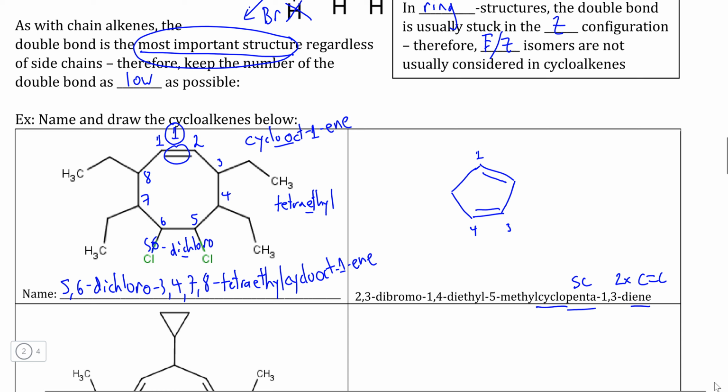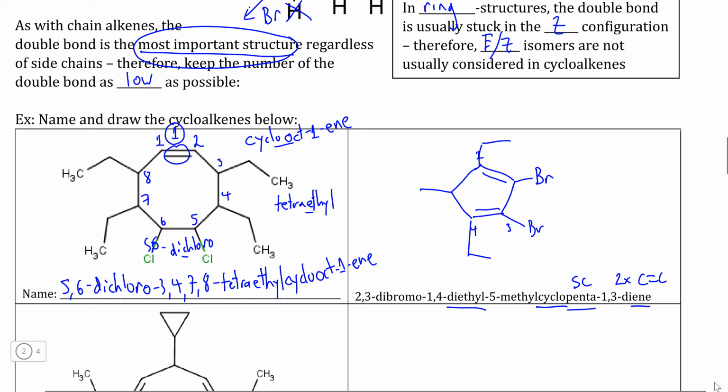And then from there, we can simply put our side chains on. So on carbon 2 and carbon 3, we've got bromines that we have here. And then on carbons 1 and 4, we have 2 carbon long side chains, 1 ethyl here and 1 ethyl here. And then finally on the last carbon, carbon 5, we have a 1 carbon long side chain for our methyl, and there we go.